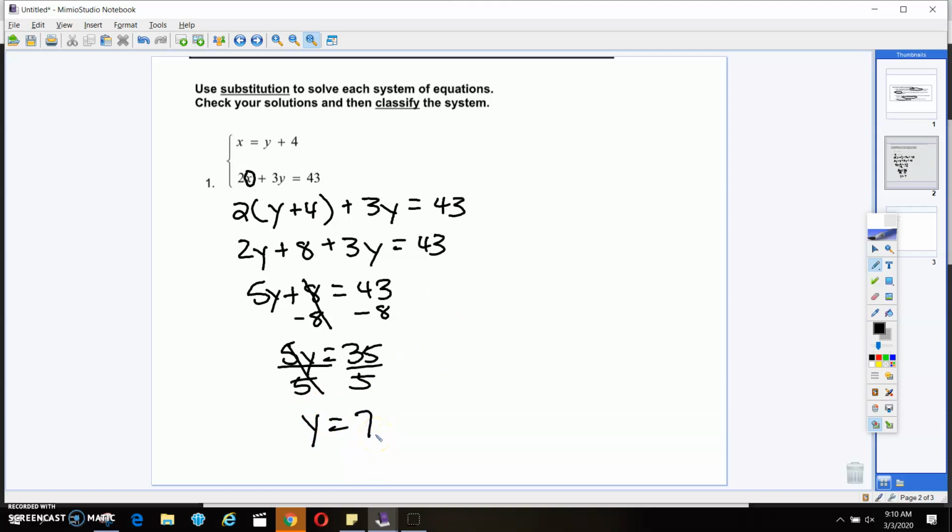Now, in our next step, we are going to take this 7 and plug it back into the other equation. Since we used this equation to solve for y, we're going to use the other equation to solve for x. So we're going to take 7 and plug it in for y right here.